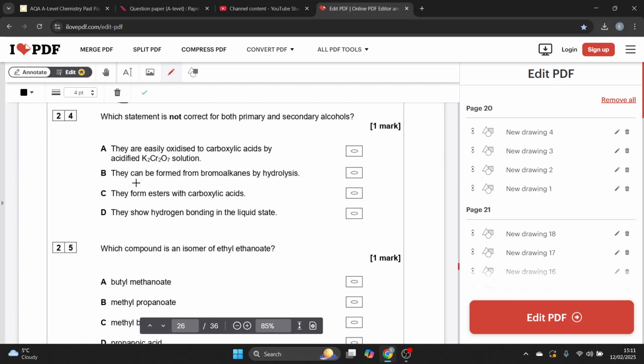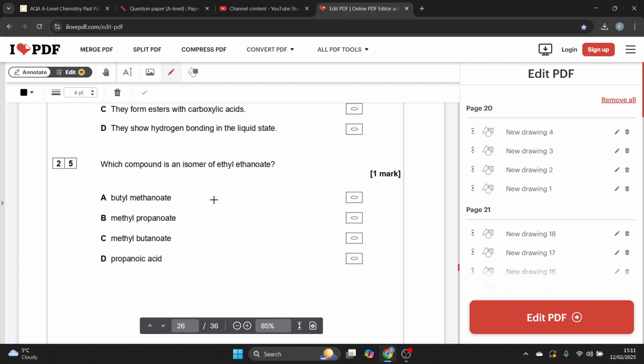Which statement is not correct for both primary and secondary alcohols? They're easily oxidized to carboxylic acid by acidified potassium dichromate solution. That's false. Primary alcohols are easily oxidized to carboxylic acids, not secondary alcohols.